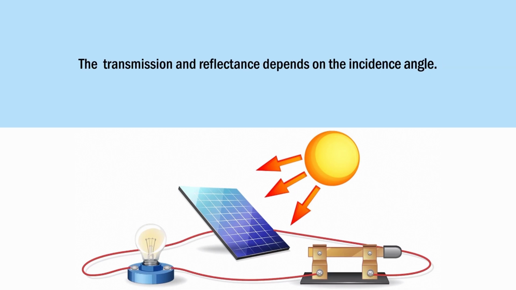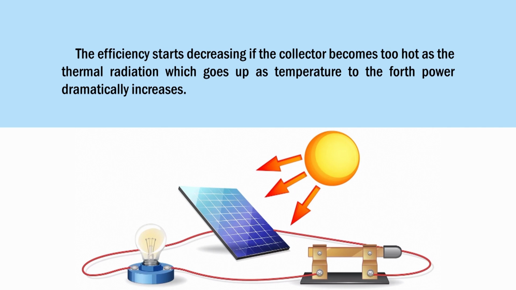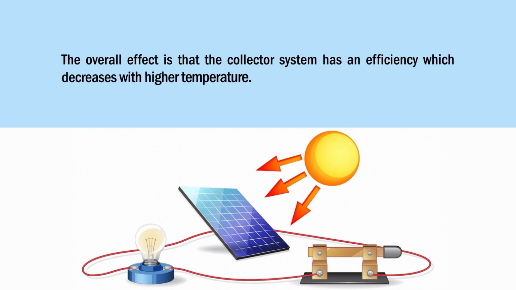The transmission and reflectance depend basically on the incident angle. The efficiency starts decreasing if the collector becomes too hot, and the thermal radiation, which goes up as the temperature to the fourth power, dramatically increases. The overall effect is that the collector system has an efficiency which decreases with higher temperature.